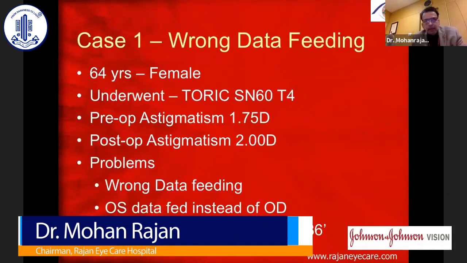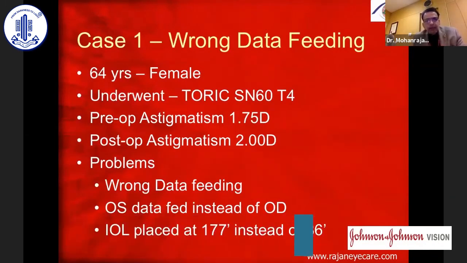Dr. Maipal has covered most of the topics, which made my life a little bit easier, but let me take you through some case scenarios, about 7 or 8 cases, in the next few minutes. Case one is a 64-year-old female who underwent a toric T4. The preoperative astigmatism is 1.75, and the postoperative is also 2 diopters, more or less the same. The reason was wrong data feeding.